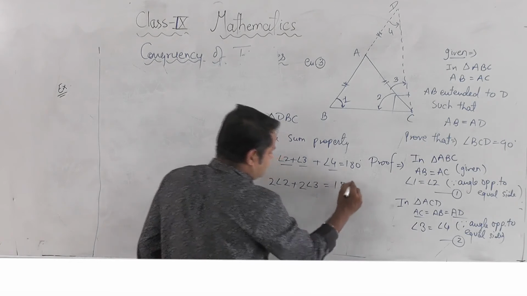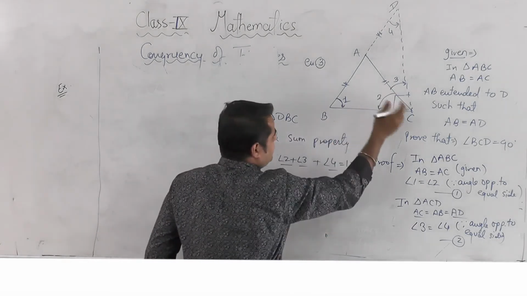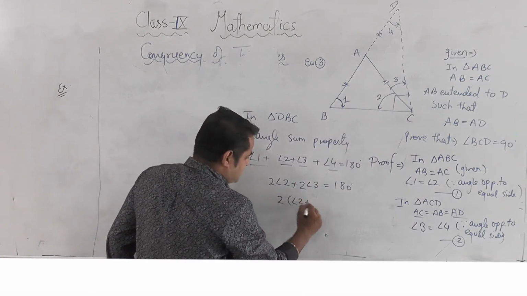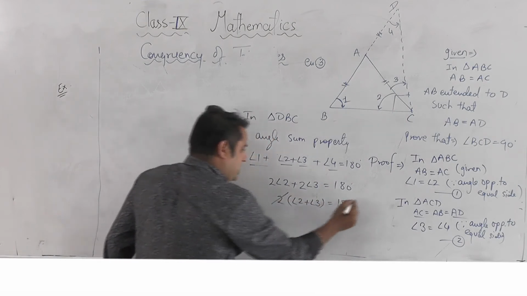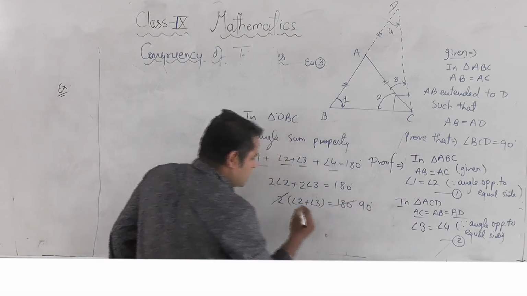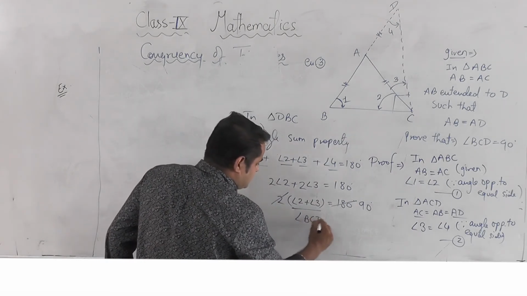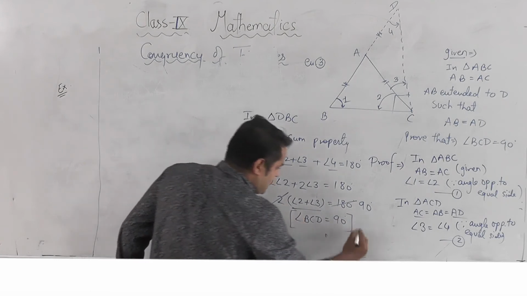Why do I write only angle 2 and 3, not 1 and 4? Because 2 and 3 only make C. So I have taken this 2 common, angle 2 plus angle 3 is equal to 180. This 180 will get cancelled by this 2. This angle 2 plus 3 is angle C. So it's proved that BCD is equal to 90 degrees.